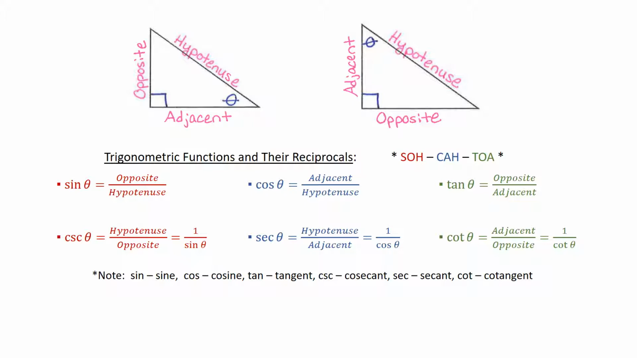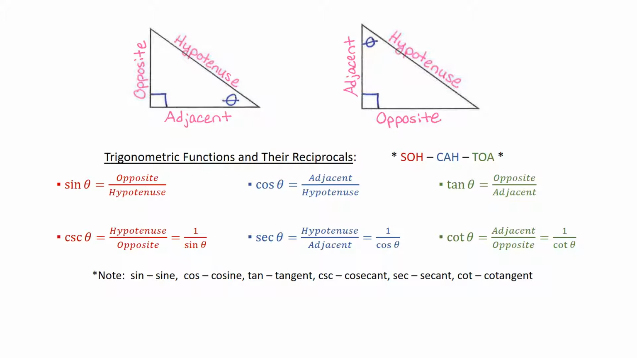And one way to remember this is SOHCAHTOA. Sine is opposite over hypotenuse, cosine is adjacent over hypotenuse, tangent is opposite over adjacent.